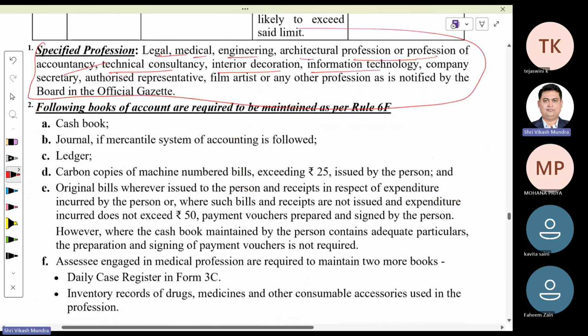What are the Rule 6F books? Rule 6F prescribes these books of accounts. I am supposed to maintain cash book, journal if I am maintaining mercantile system of accounting, carbon copies of machine numbered bills exceeding rupees 25 issued by the person, and original bills of purchase which exceed rupees 50. I am required to maintain those documents, etc.